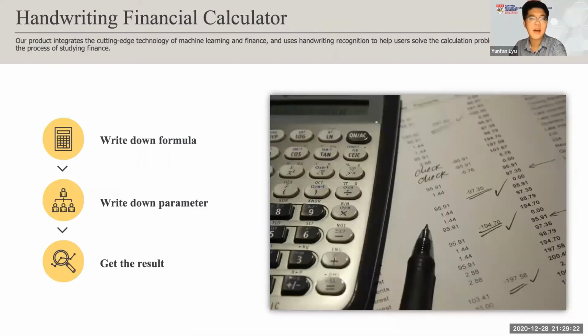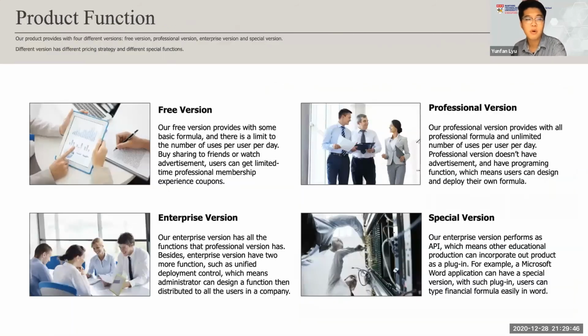Okay, thank you, Yiling, and I will then introduce our solution. Our product integrates the coordinate technology of machine learning and finance, and uses handwriting recognition to help users solve the calculation problems encountered in the process of studying finance. Users just need to write down the formula, write down the parameters, and then they can get the results. Our product provides 4 different versions.